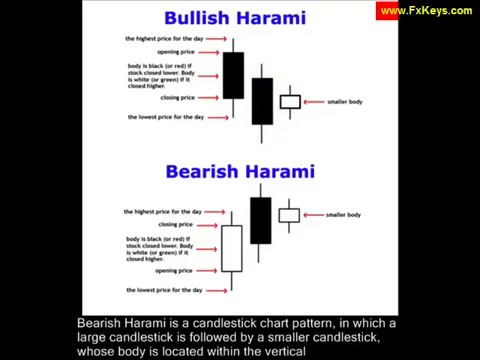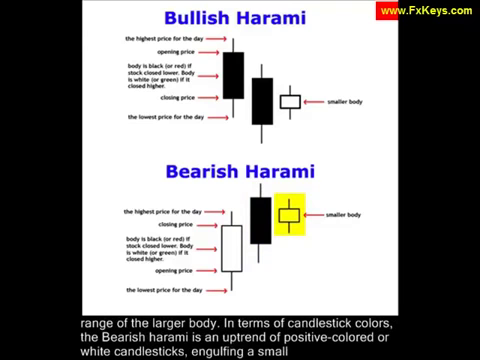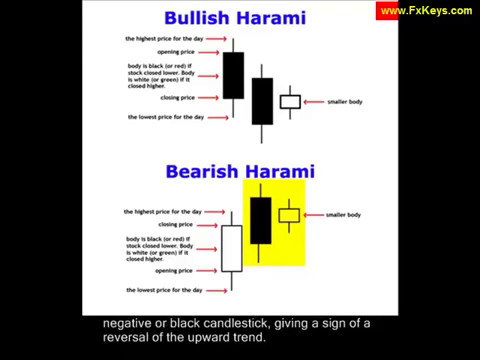Bearish harami is a candlestick chart pattern in which a large candlestick is followed by a smaller candlestick whose body is located within the vertical range of the larger body. In terms of candlestick colors, the bearish harami is an uptrend of positive colored or white candlesticks, engulfing a small negative or black candlestick, giving a sign of reversal of the upward trend.